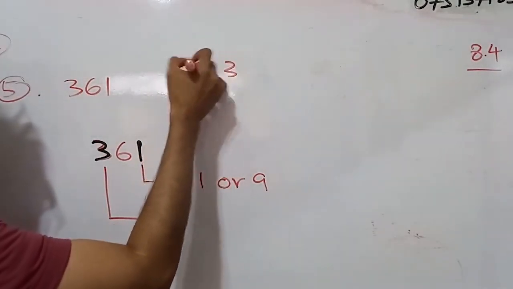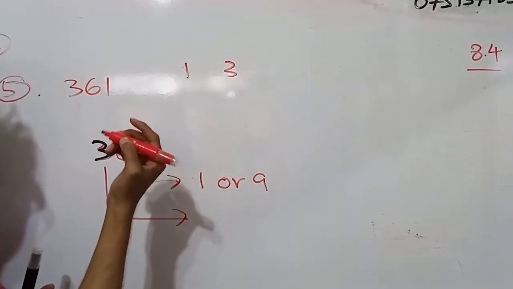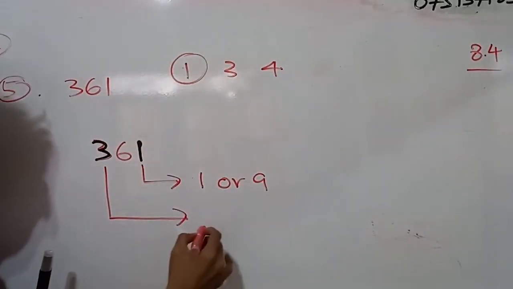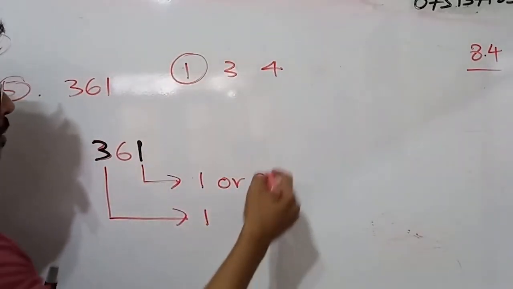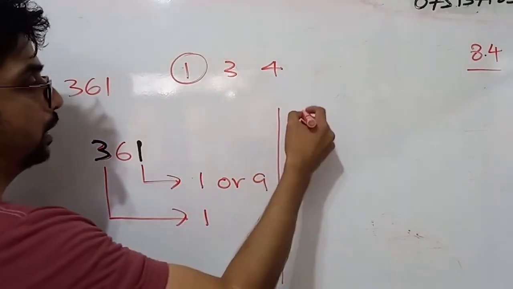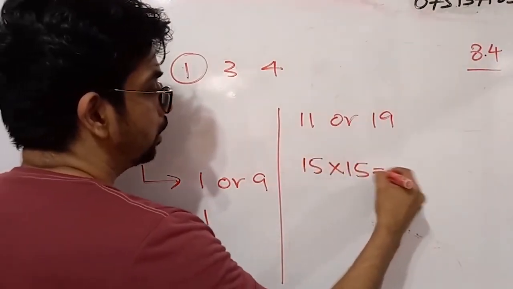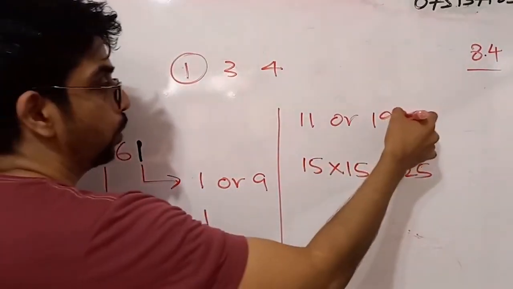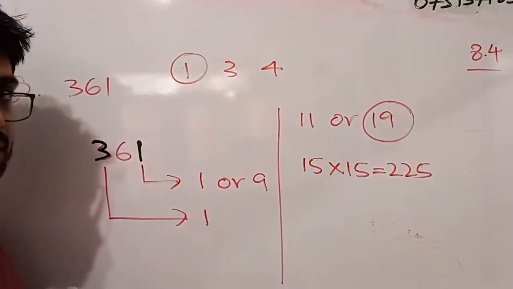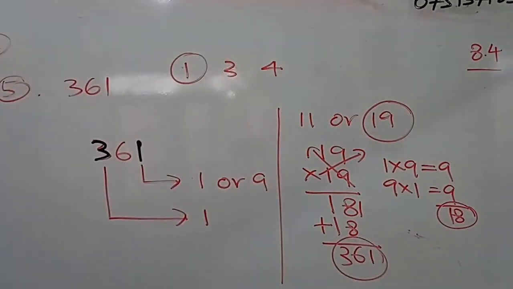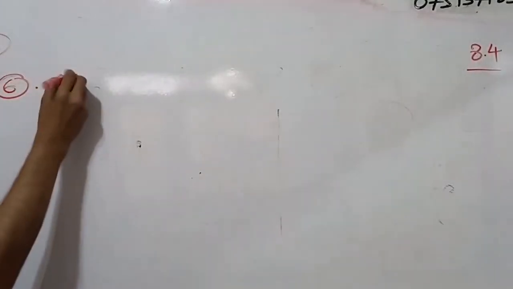But it lies between the perfect squares 1 and 4. So we take the square root of 1, which will be what? 1. So this can be what? The number can be either 11 or 19. We know if we square 15, we get what? 225. So 19 can be the answer. So we have to multiply and verify. 361. So 361, this is a perfect square. And what is the square root? 19.